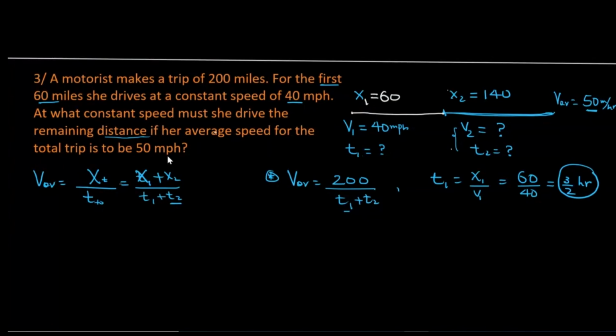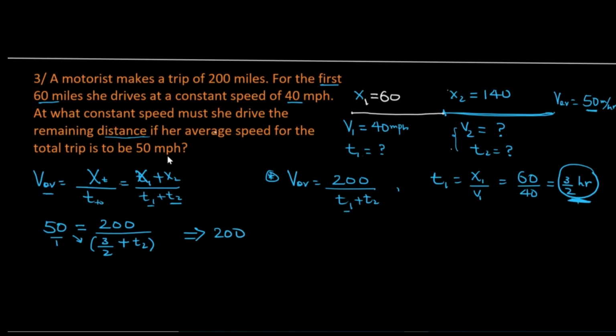Now I can rearrange my equation. V average is just the 50. The 50 is equal to the total distance, 200, over T1, which is already calculated, 3 over 2, plus T2. I don't know T2. So I just put this in parentheses. Now let me cross multiply. Cross multiplication of this with this, this is over 1.